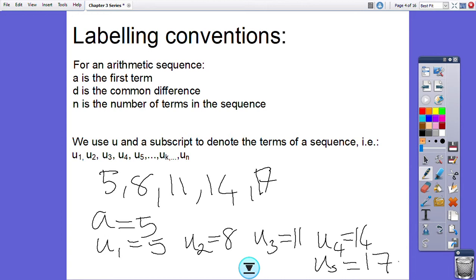Okay, could you pause the video in a second and just write down the bit about the subscripts and that bit there, and write down my example as well. Okay, pause the video now. Thank you.